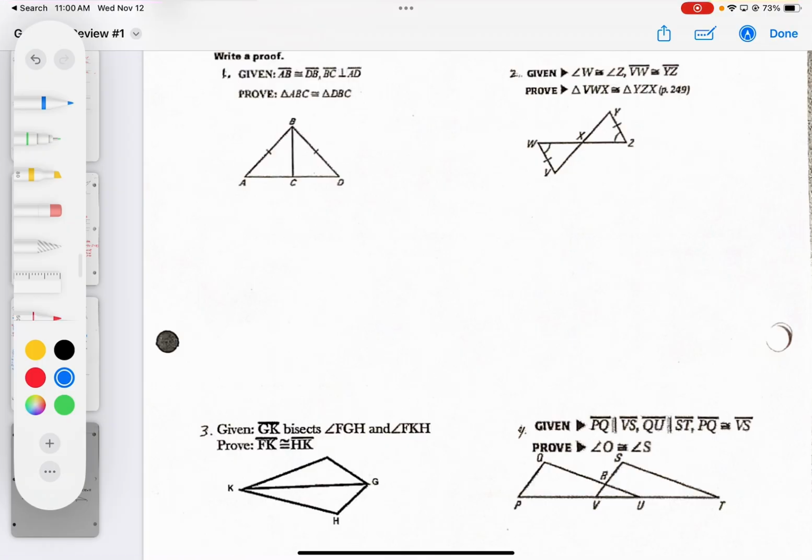So this one says AB, these sides are congruent, these sides are perpendicular. Okay, cool. I might actually do this one for you guys because you have to use the HL theorem for this. So I might do this one real quick just to remind you what that looks like.